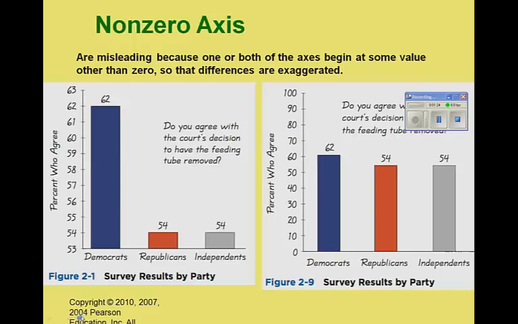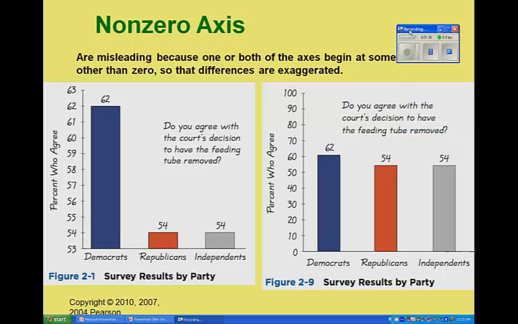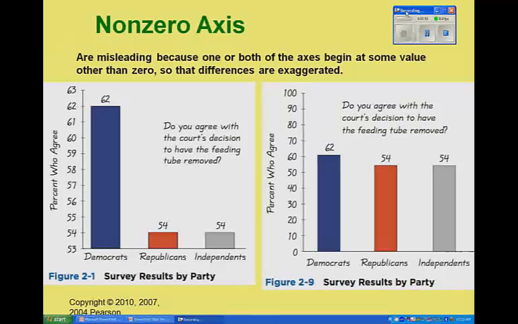The graph on the left, Figure 2.1. And then here on the right is what you would have seen in the reading last night. Do you guys see those two graphs? Do those two graphs have the same information on them? 62% of Democrats wanted the Schiavo feeding tube removed. 54% of Republicans said they should remove it, and 54% of the independents said they should remove it. And that information is contained in Figure 2.1, and that exact same information is contained in Figure 2.9.